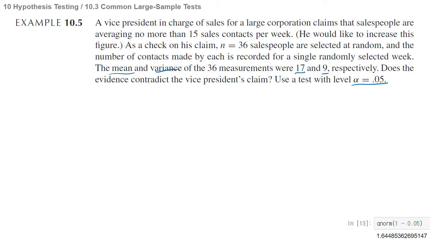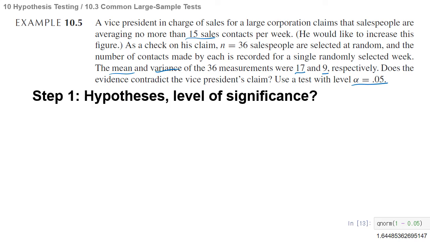So the vice president wants to test whether salespersons are averaging no more than 15 sales or not. So our hypothesis is something like this. Our H0 would be mu equals 15 versus the alternative hypothesis mu is greater than 15. This is what we would like to test, and alpha is 0.05. So this is our hypothesis.